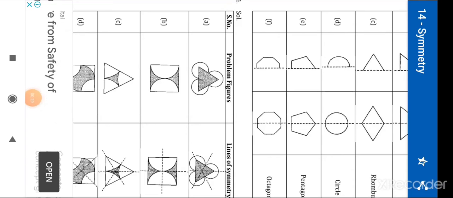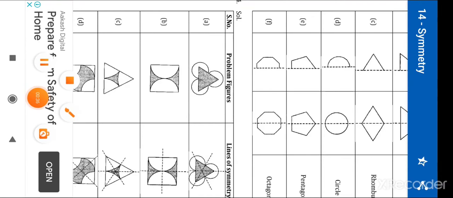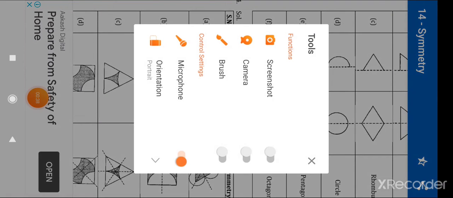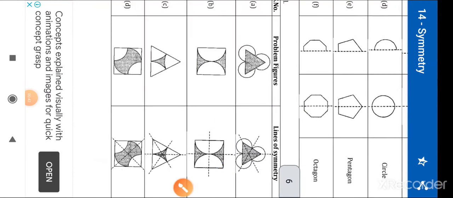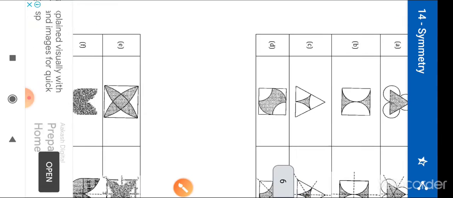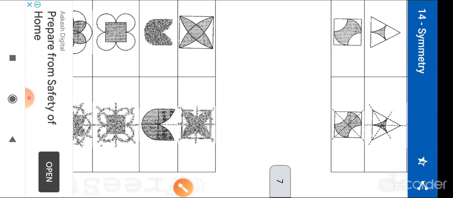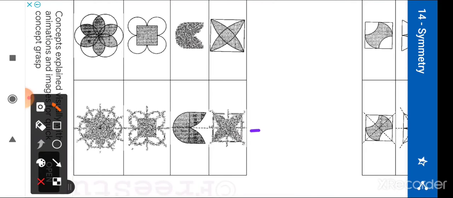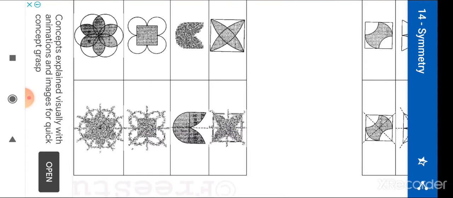In the first figure, it has 3 lines of symmetry. In the second figure, it has 2 lines of symmetry. In the third figure, it has again 3 lines of symmetry. In the fourth figure, it has 2 lines of symmetry. In the next figure, it has again 2 lines of symmetry. The next figure has 1 line of symmetry, and in this manner you can solve its remaining parts.